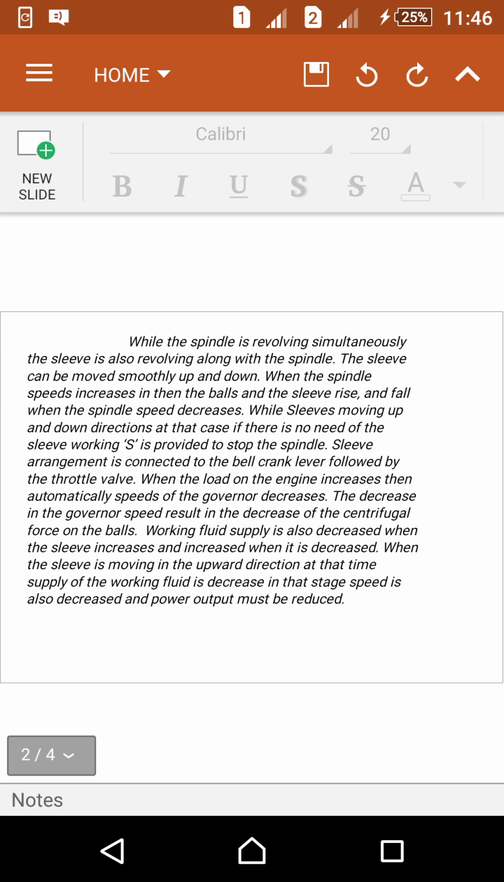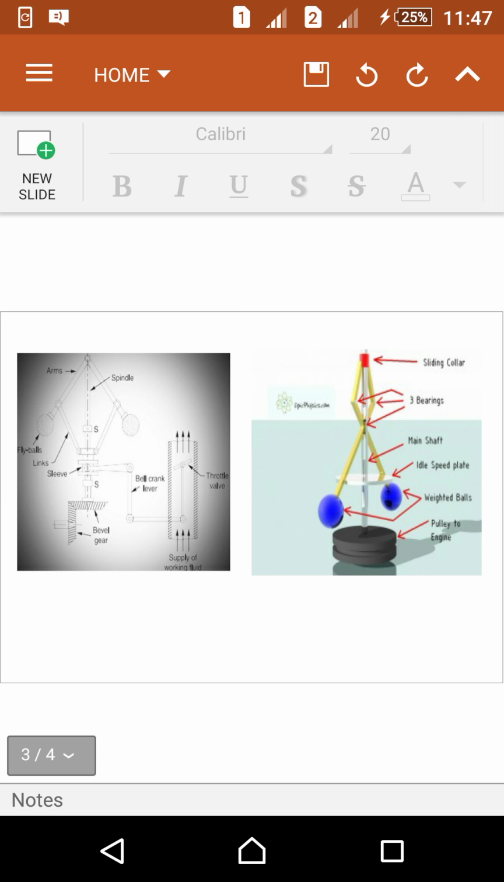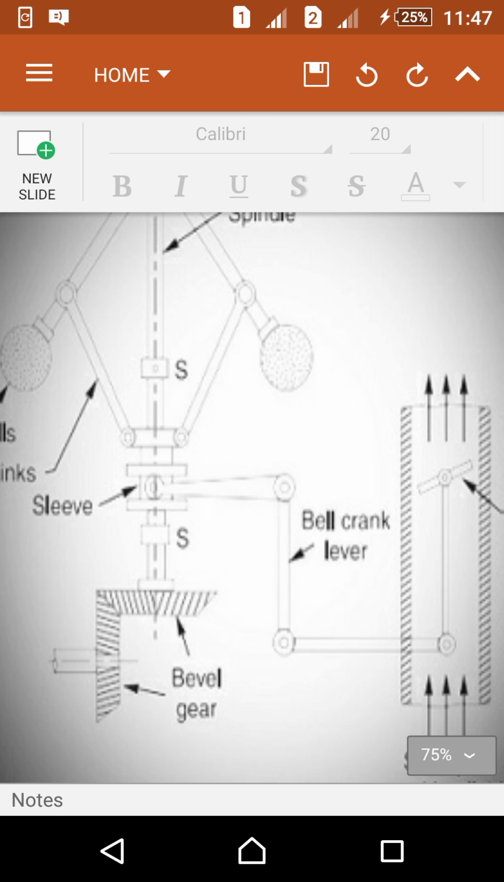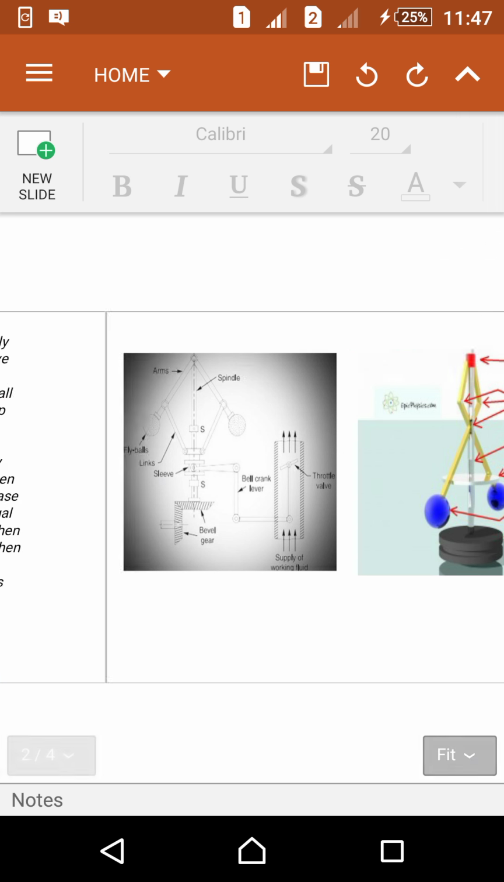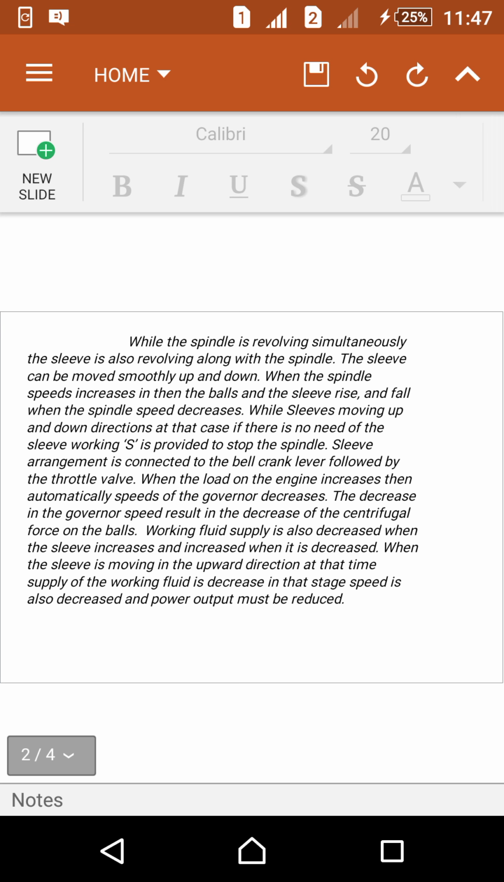While the spindle is revolving, the sleeve is also revolving along with the spindle. The sleeve can be moved smoothly up and down. This is the spindle in the schematic map of the centrifugal governor, and these are the arms.